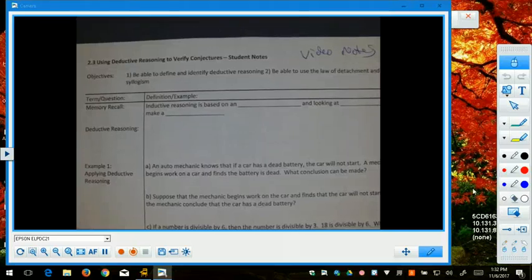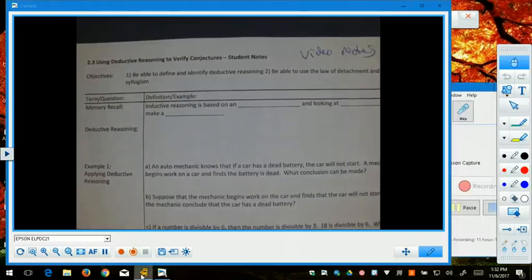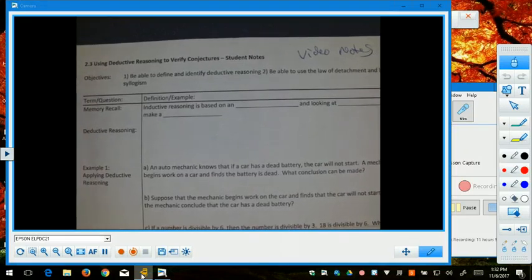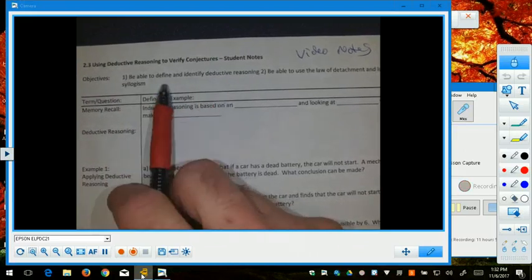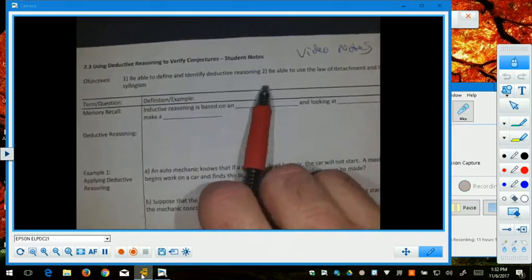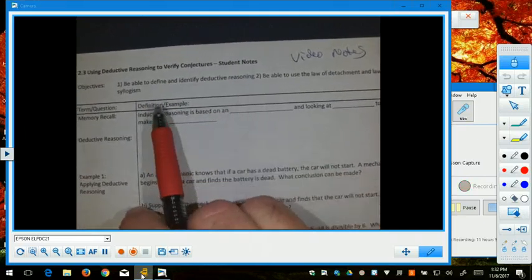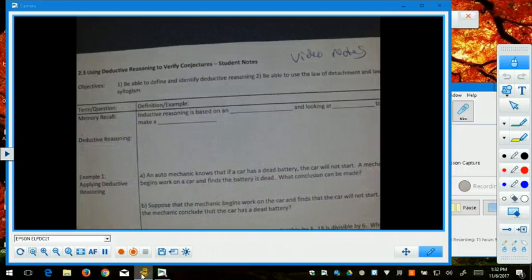Welcome to lesson 2.3, using deductive reasoning to verify conjectures. The learning target or objective for this lesson is, one, to be able to define and identify deductive reasoning, and two, to be able to use the law of detachment and law of syllogism.